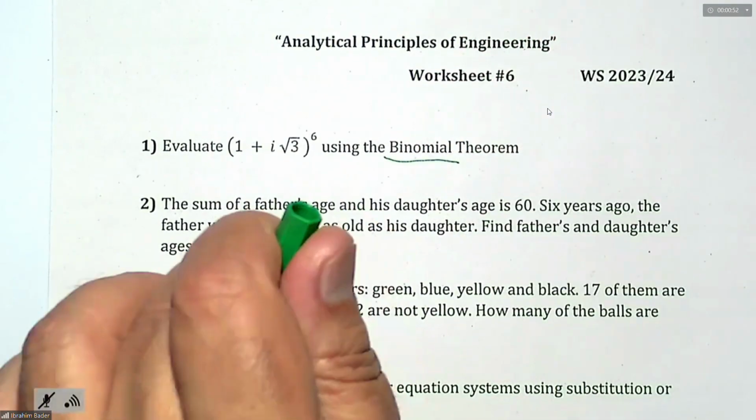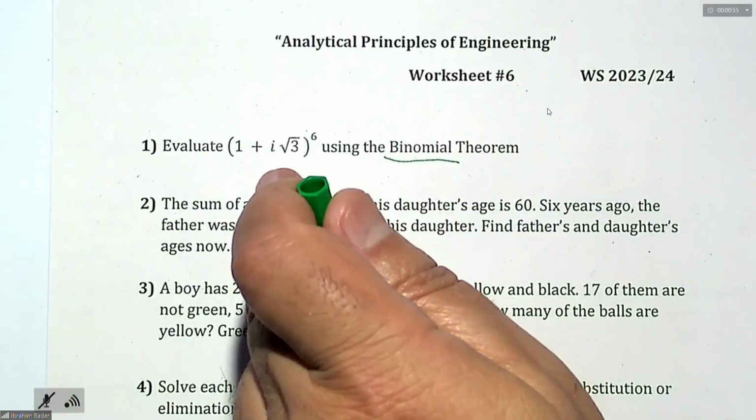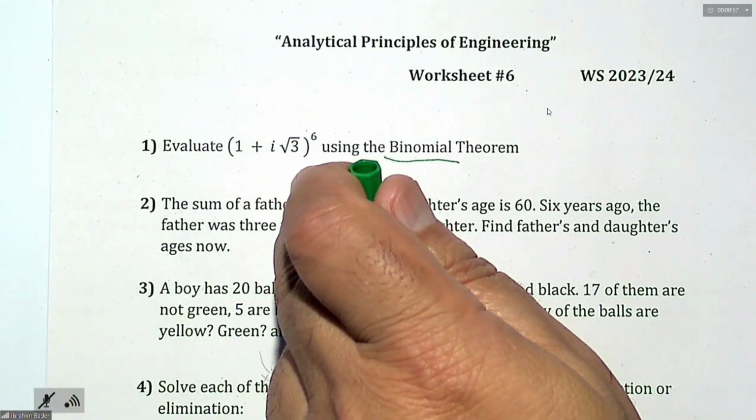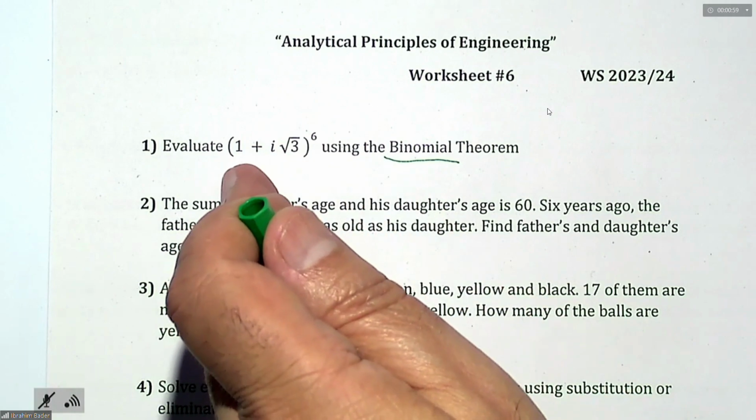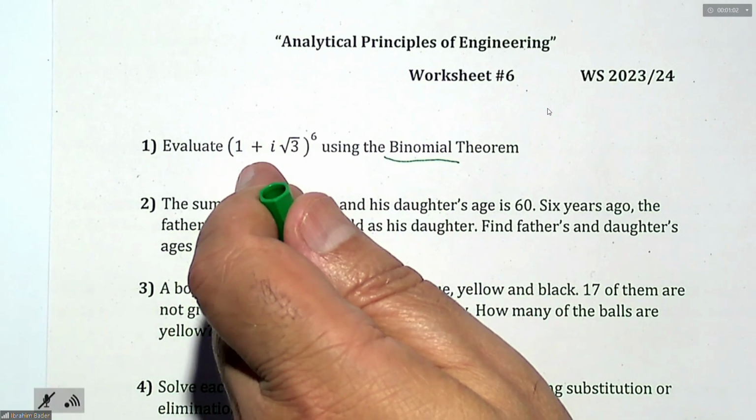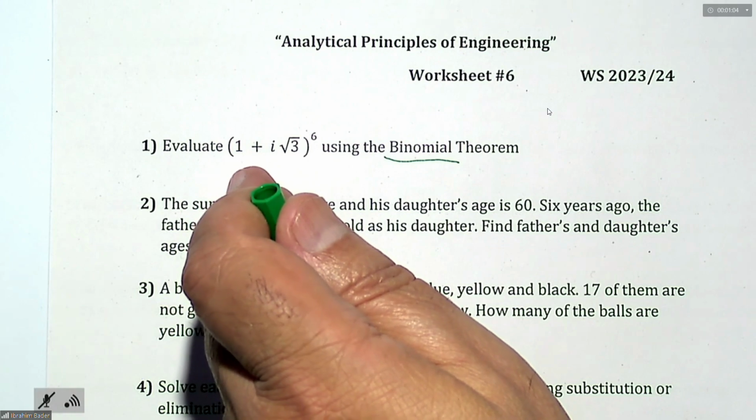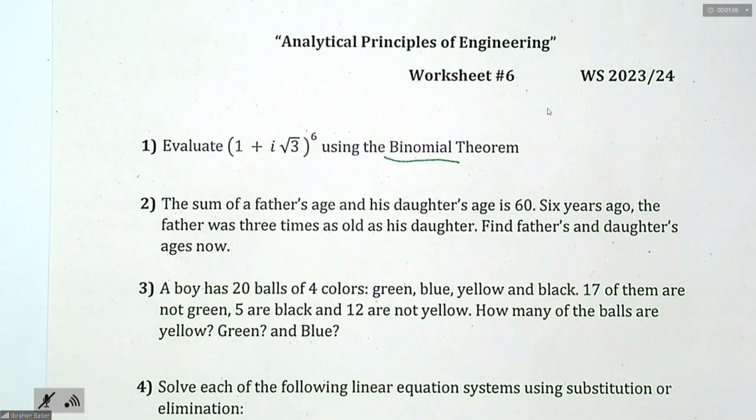In this worksheet, we were asked to solve this using de Moivre's theorem. So this is ultimately a complex number with a real part 1 and square root of 3 as imaginary part. And since we have other tools to evaluate it, we can just evaluate this number in polar form, and you remember we did that last time.